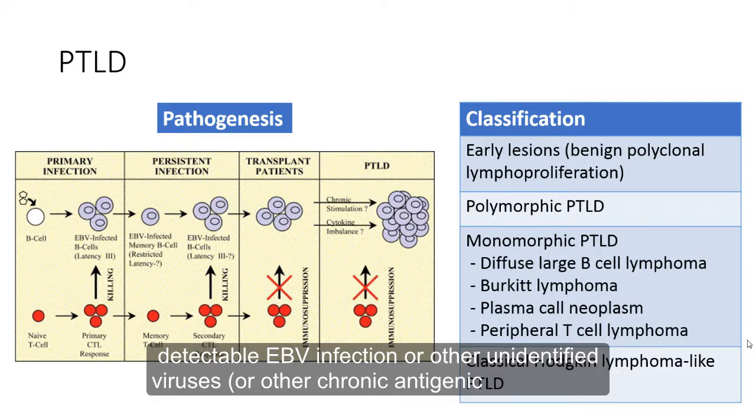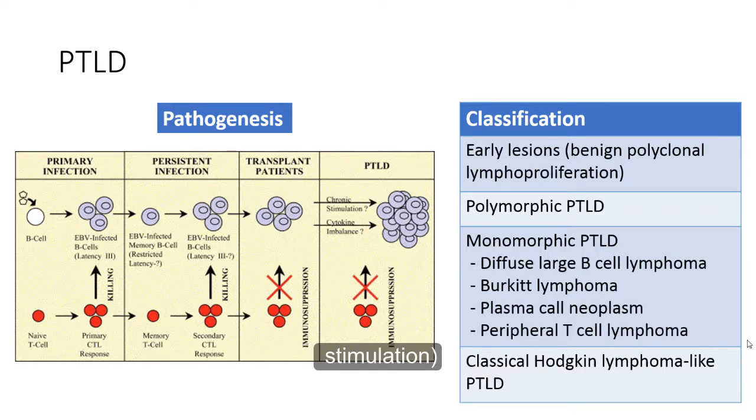And you can see PTLD, obviously, in EBV-negative patients. It is about 30% of the patients. It's not entirely clear what the pathogenesis is. It's thought that there's potentially just no longer detectable EBV virus, or there's some other undetectable virus causing the same issue. So they believe there probably still is an underlying virus causing this unbridled B cell proliferation. But they're technically classified as EBV negative in 30%.